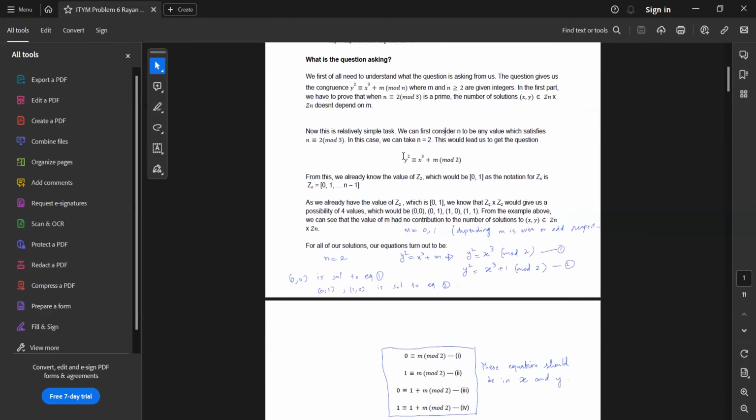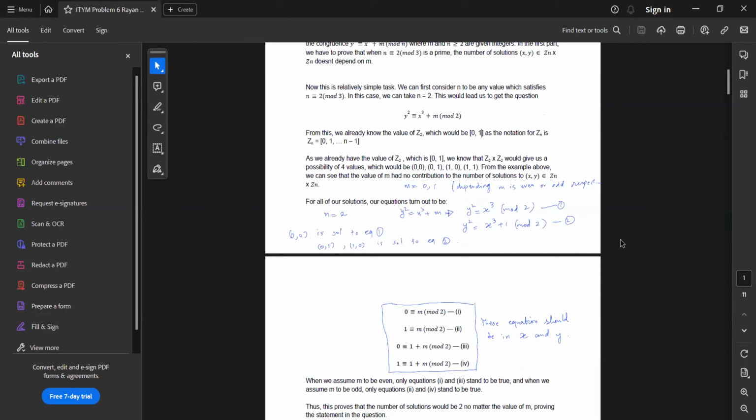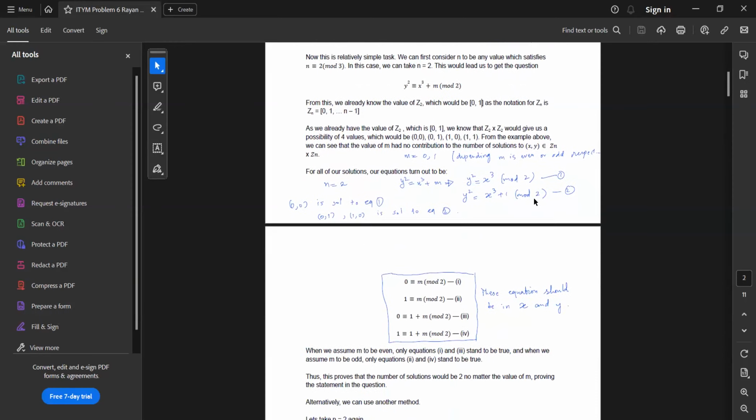Okay, now, first of all, to make things simpler for ourselves, let's just take n to be 2, which satisfies our condition. 2 is a prime number and also greater than or equal to 2. So we already know the value of Z2. As the notation for Zn is that Zn goes 0, comma 1 and goes till n minus 1. So Z2 would be 0, comma 1. So Z2 x Z2 would give us 4 separate solutions, which would be (0, 0), (0, 1), (1, 0), and (1, 1), as shown from the example above.